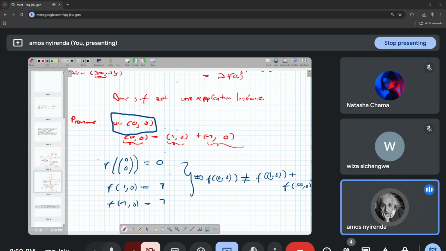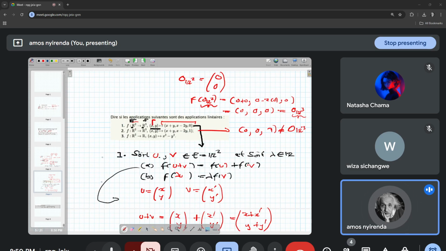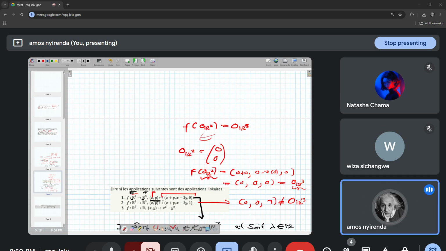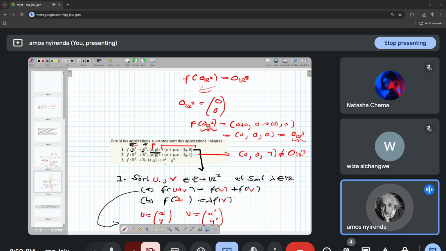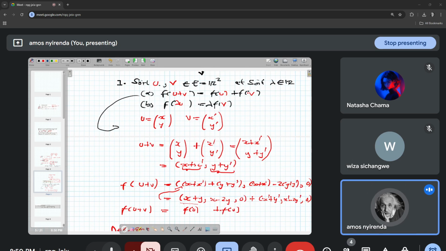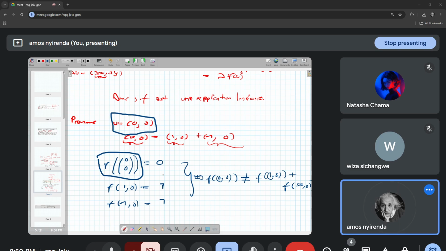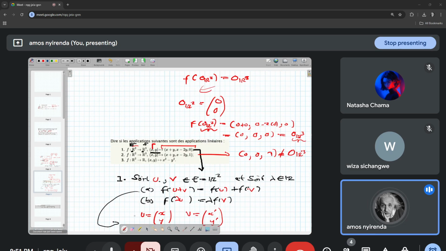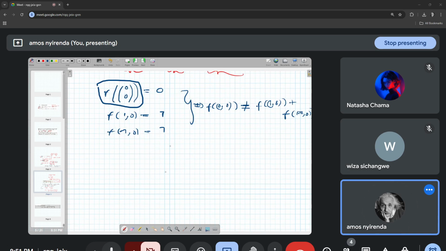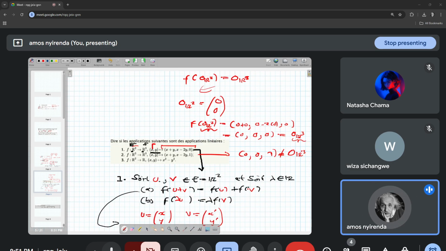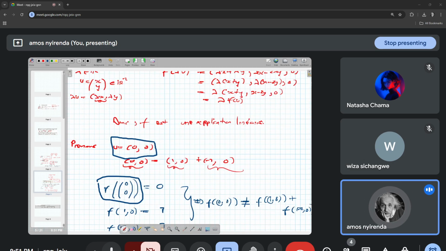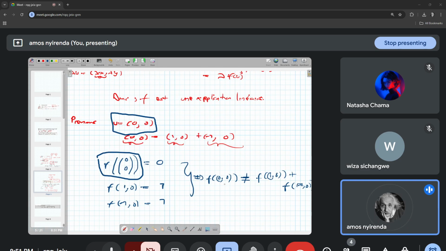Now let's look at f of 0, 0. If you plug in f of 0, 0 into this particular mapping, you get 0, because x is 0 and y is 0, and so 0 squared is 0, and then minus y squared, which is minus 0, is going to be equal to 0. If you look at f of 1, 0, you get 1, because you have 1 squared minus 0. If you look at f of minus 1, 0, you get minus 1 squared minus 0, which is 1, like so. So f of 0, 0 is not equal to f of 1, 0 plus f of minus 1, 0.